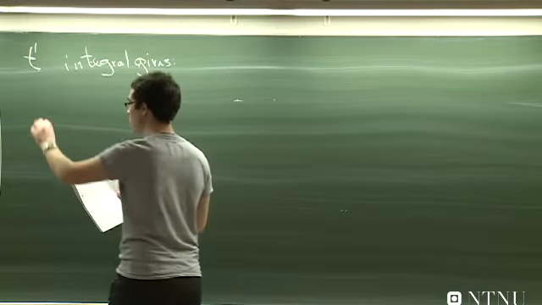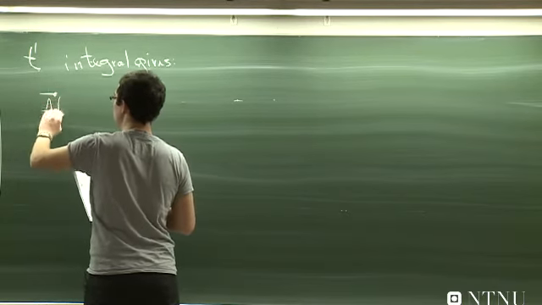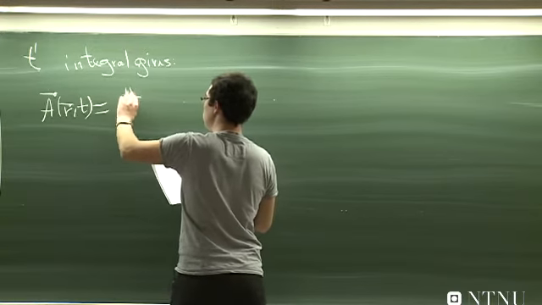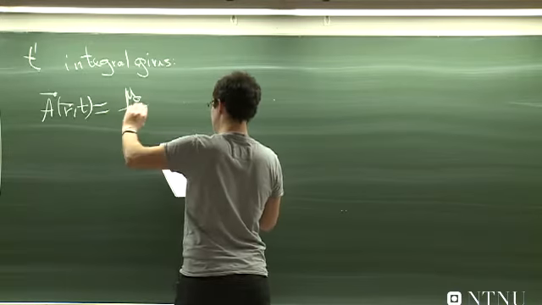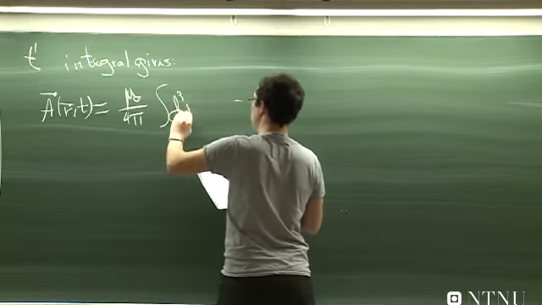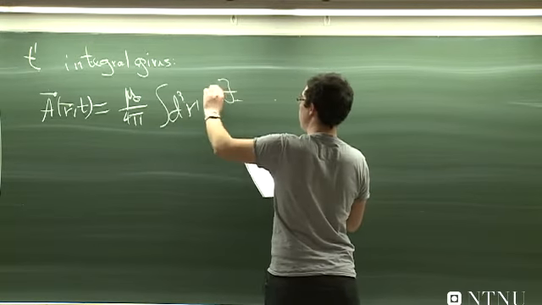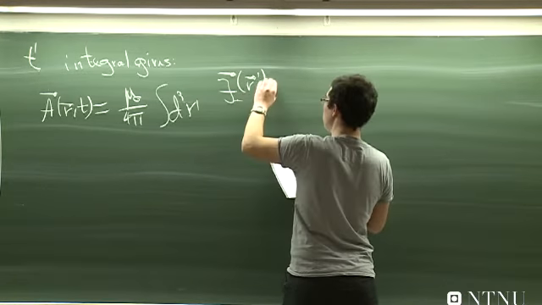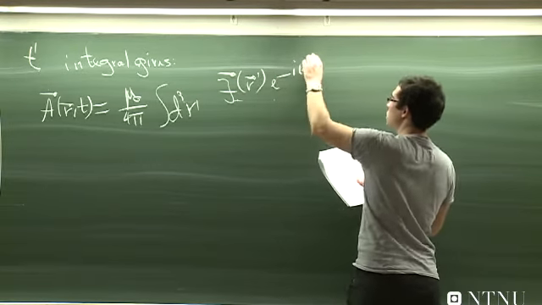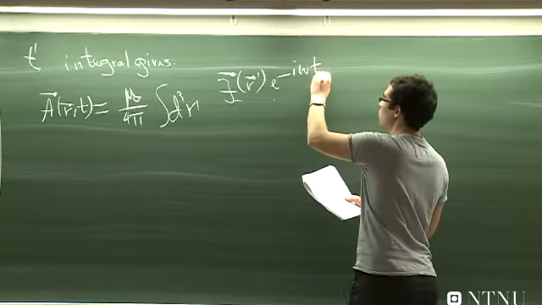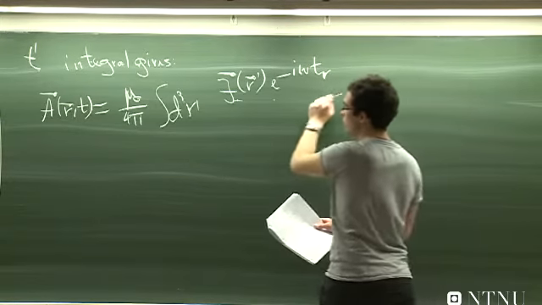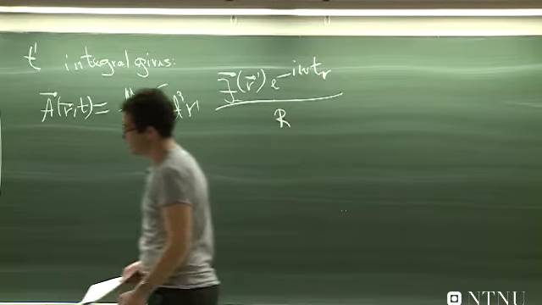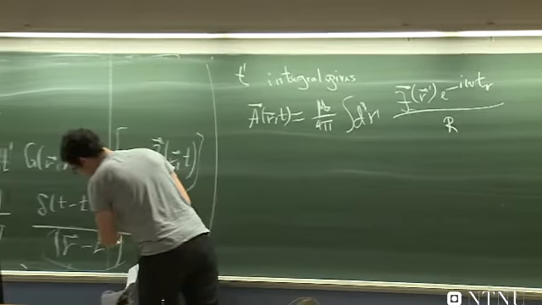And I get out that A in space and time is given as μ0 over 4π ∫d³r' J(r') e^(−iωt_r) over R, because of the delta function integral over big R, which is simply this factor here.